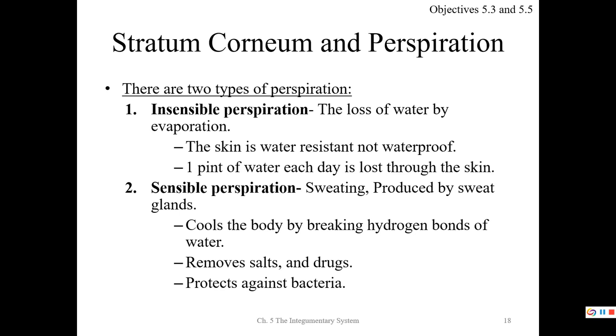The body is cooled off by breaking hydrogen bonds of water. We also remove salts and drugs, and we can protect against bacteria. Sweat contains something called dermcidin that helps us to prevent bacterial growth, and sometimes a salt, things like that as well. So this is why sweat tastes salty.